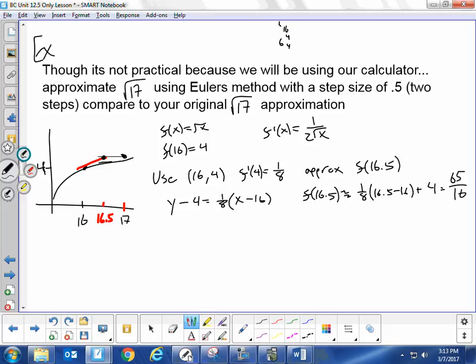Okay? We're halfway there. Now we use this point. We say this point is 16.5, comma, 65/16. So I'm going to assume we have 16.5 and 65/16 is on my curve. I'm going to assume that that's on my curve so that when I find the derivative, or the slope of the tangent here, I will use the derivative of my original function where it actually is located at 16.5.